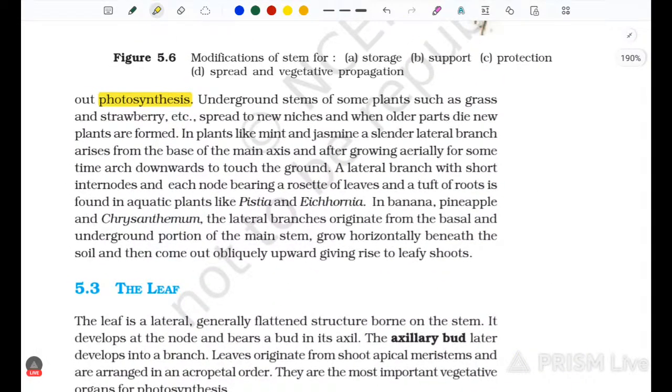Clear? Then you have something which is called grass, and strawberry is the example. Grass and strawberry. I always write like this: GRASSTRAWberry. So grass and strawberry are going to spread to new places. Grass and strawberry spread to new niches.